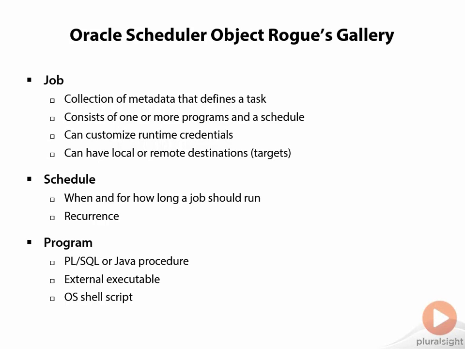Now, this is an important slide, the scheduler object rogues gallery, as I call it. There are three primary components to the Oracle scheduler. There's actually more than three, but these are the core or central three that I really need you to understand. First, there's the job. The job is formally defined as a collection of metadata that defines a task.